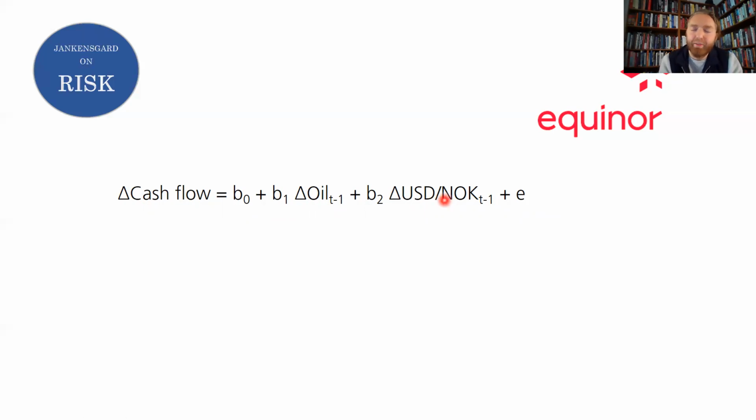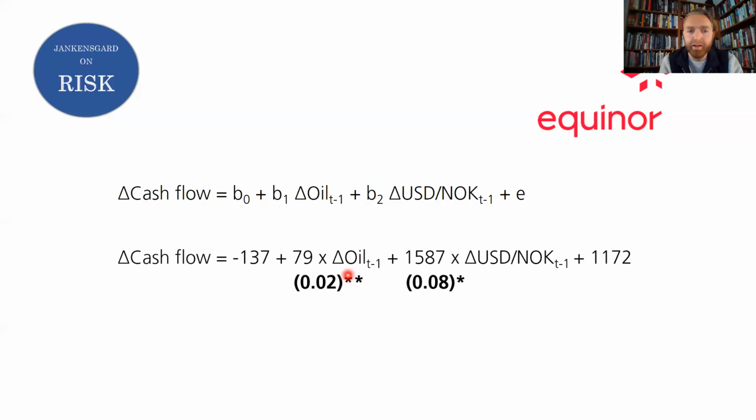And this is actually as expected. This is a company producing large quantities of oil and then converting that back into Norwegian krona. And indeed, the model informs us that there is a positive and statistically significant relationship between cash flow and these two risk factors. And here we have also estimated the variability from non-market risk factors.